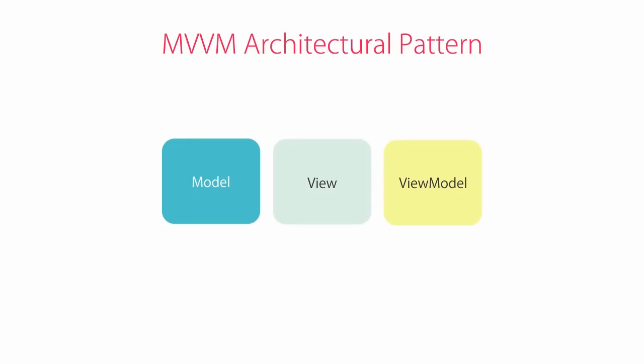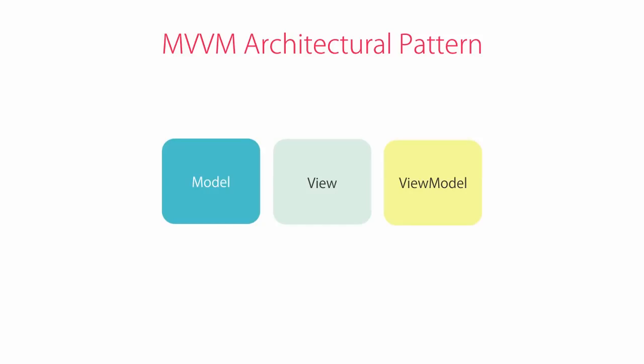MVVM stands for Model-View-ViewModel, and it's an architectural pattern for implementing user interfaces. It consists of three moving parts. Model, which represents the business objects that encapsulate the data and behavior of application domain.